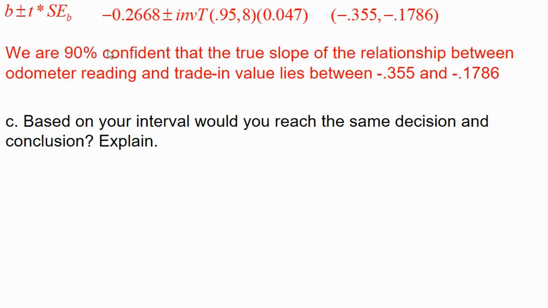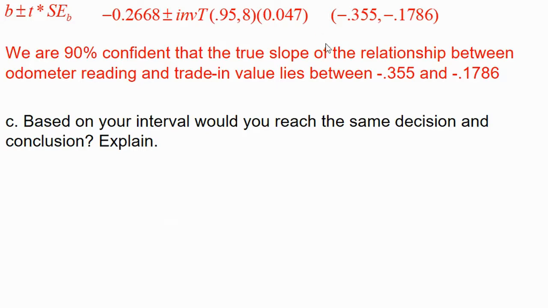You would just say we are 90% confident that the true slope of the relationship is somewhere between negative 0.355 and negative 0.17. Obviously, it is negative, so we do have evidence that the slope is negative, which is going to help you answer the last question, letter C. Based on your interval, would you still reach the same decision and conclusion? Remember, your decision was I rejected H0. We do have evidence that the slope is negative. So this should always be a yes answer if you did everything right.